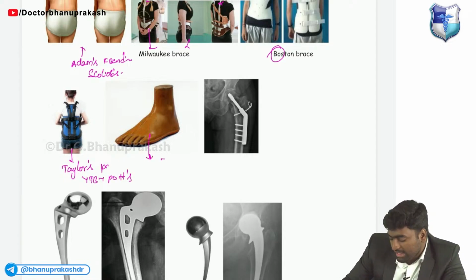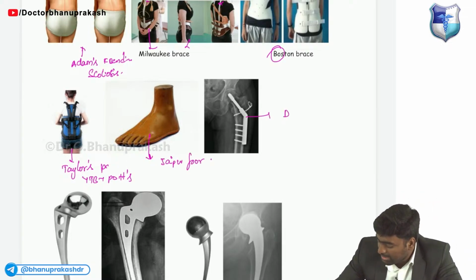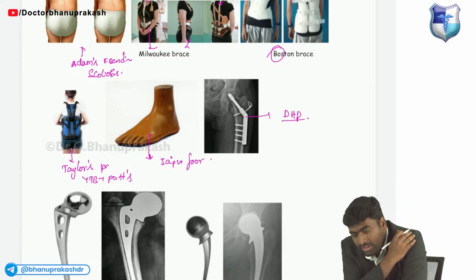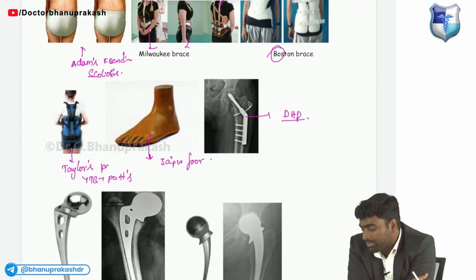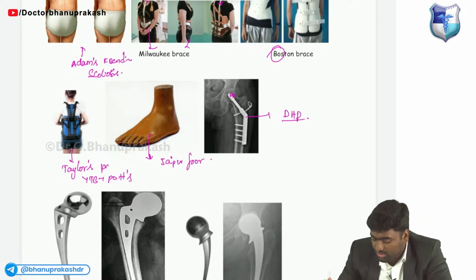Then this is known as the Jaipur foot. It is the Jaipur foot used for rehabilitation. Fine. And this is the dynamic hip screw. Initially, if there is a fracture of the head of the femur, then we'll keep this dynamic hip screw. This is a screw and this is movable, so it is known as the dynamic hip screw.